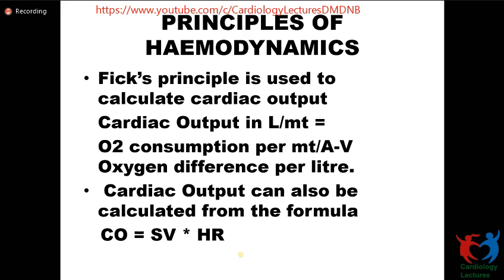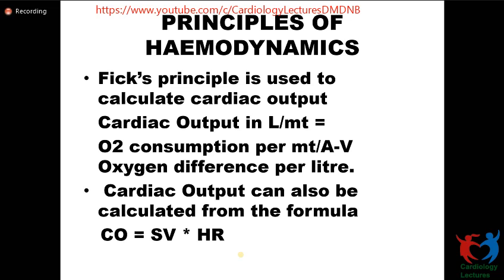If you want to calculate the index of oxygen consumption, then you have to divide by body surface area. But 3.5 ml per kilogram body weight is the oxygen consumption at rest, and for a 70 kilogram man, which is the standard taken, it is around 250 ml per minute.